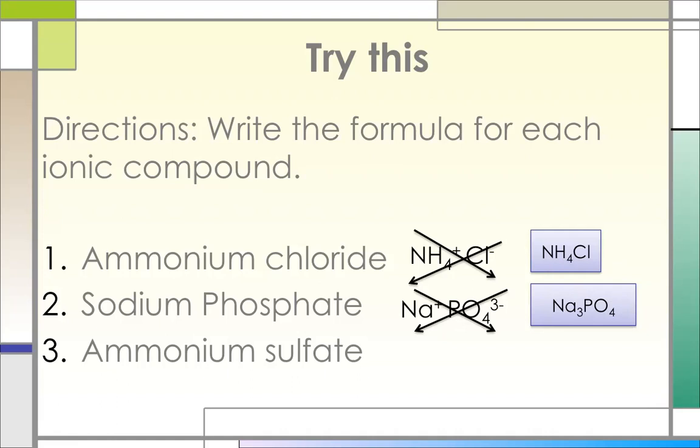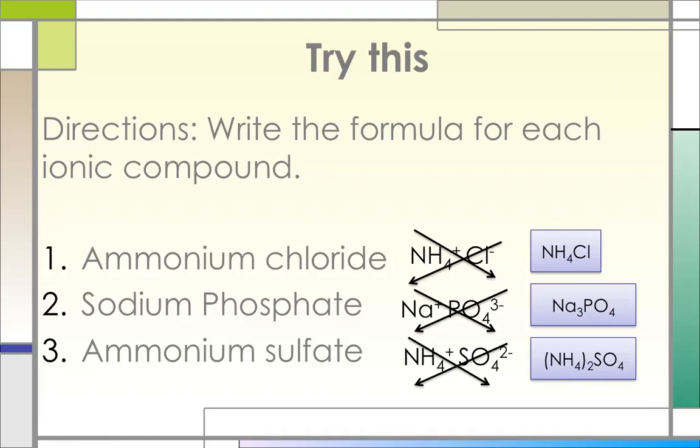Then you have ammonium sulfate: NH4 positive and the SO4 2 negative. Cross. Then you got it: (NH4)2SO4, with NH4 in close and open parenthesis, subscript 2, then SO4. All right.